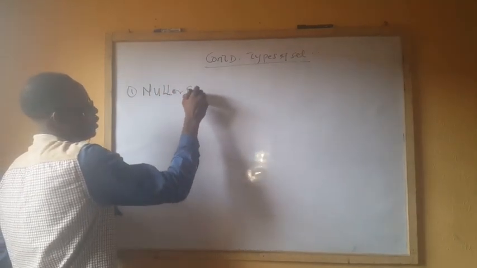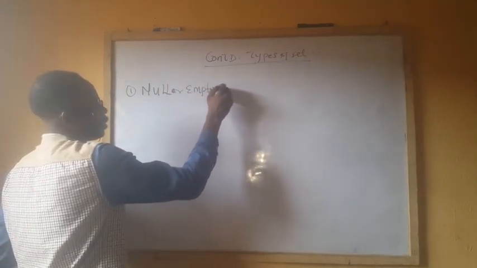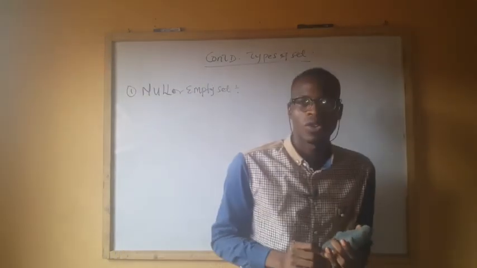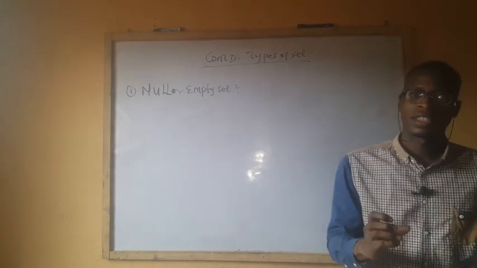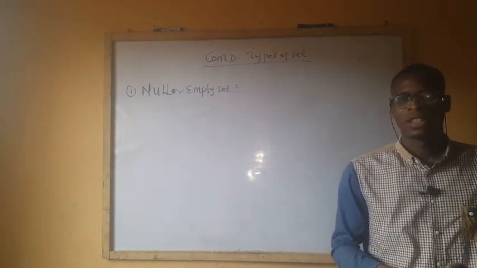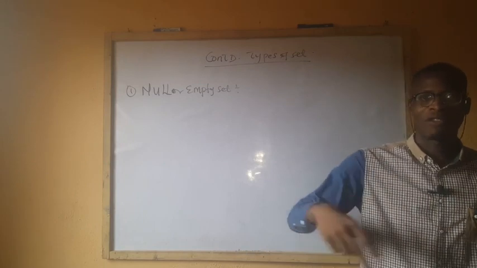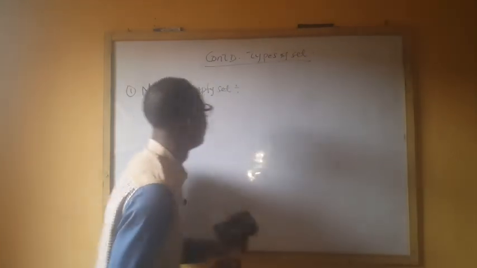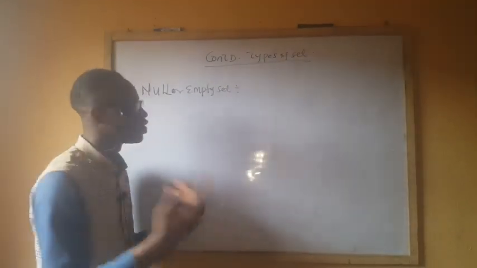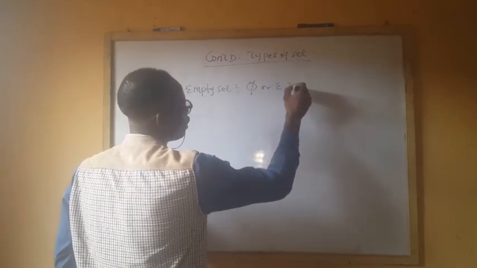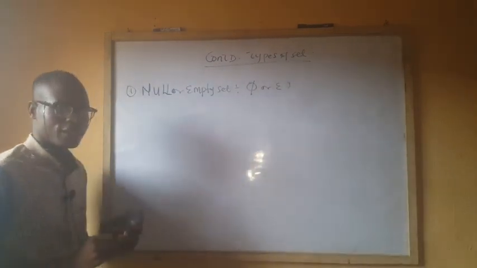or the empty set. Now the question here is, what is a null or empty set? These are sets which contain no element, or it is the subset of every set. Let's consider an example here. Before that, it is denoted by this sign or just simply an empty curly bracket.